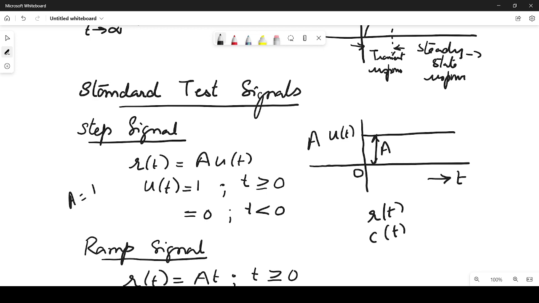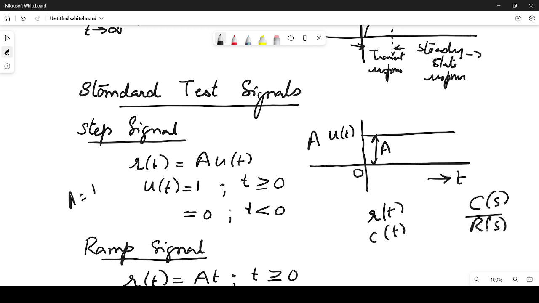Now for analyzing this time response, we generally need the Laplace transform of the signal, because the transfer function is generally represented as the ratio of the Laplace transform of the output to the Laplace transform of the input under zero initial conditions. So we represent it as C(s) by R(s).